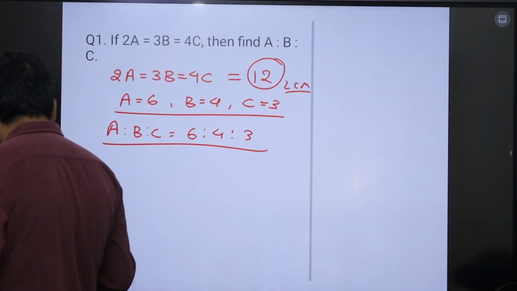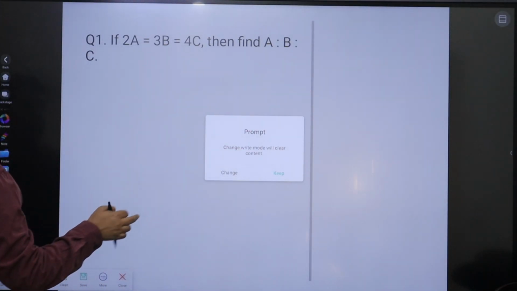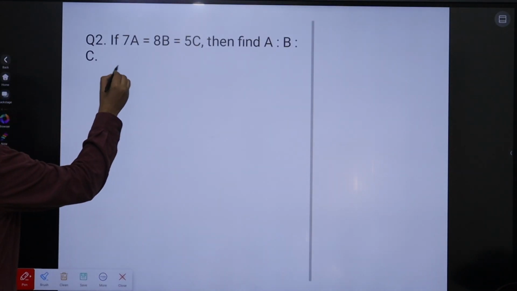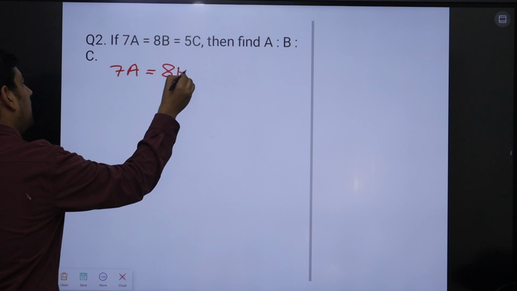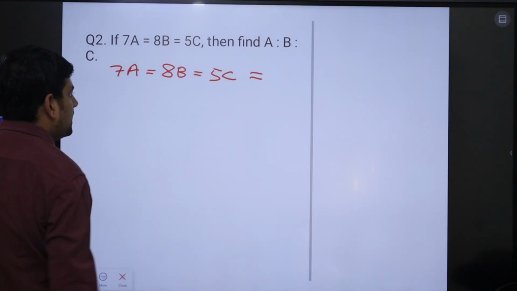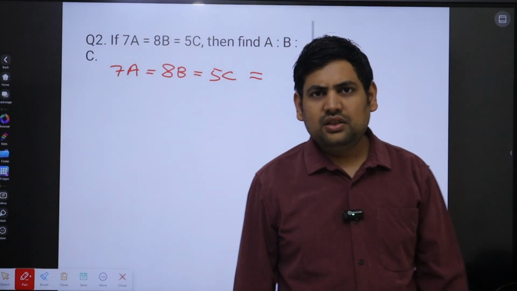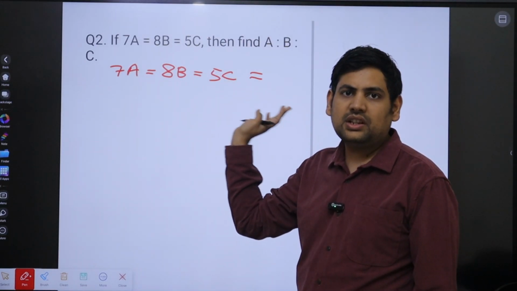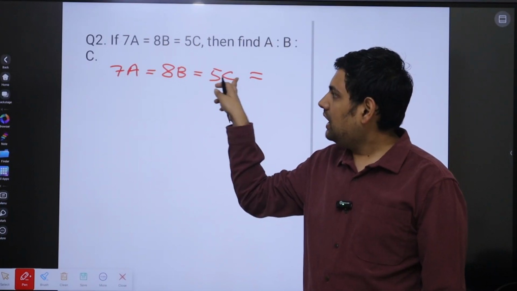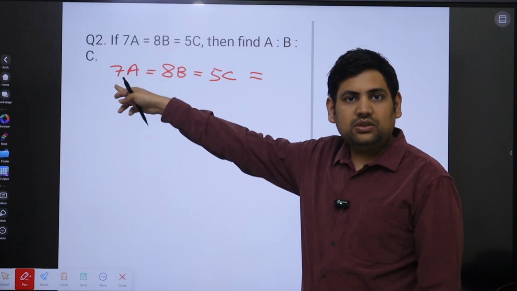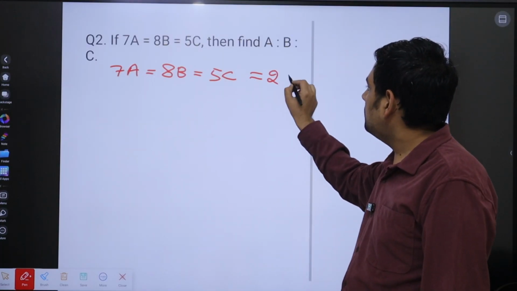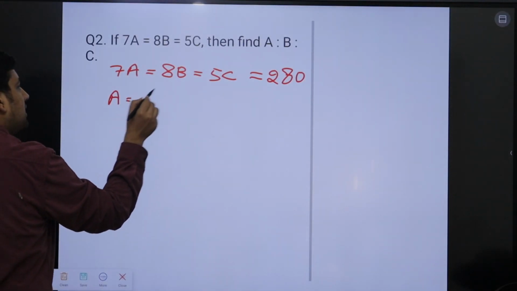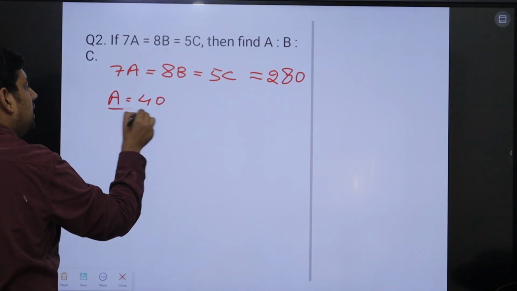Now let's do one more like this. Okay, now it says 7A is equal to 8B is equal to 5C. Same process we will follow. Next, I would equate it to the LCM if I can find one. Otherwise, as you can see, they don't have any common factors, so just the multiplication of all three of them. 8 5s are 40. 40 into 7 is 280. You get 280. Then what is the value of A? A is equal to 280 by 7, that is 40.